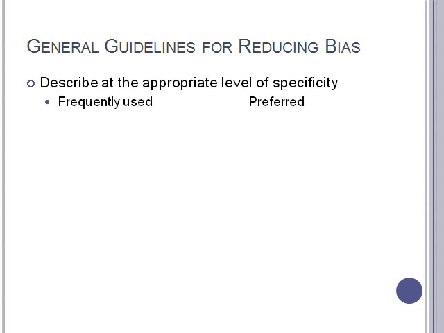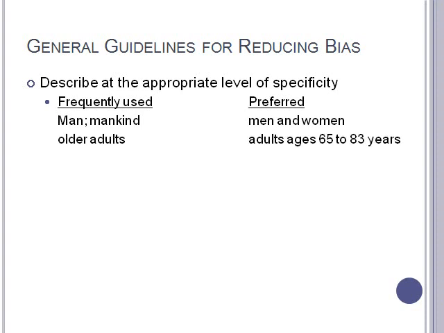So I'll give you some examples here. So frequently used things like man and mankind. It's preferred to refer to men and women if you are in fact talking about both men and women. Using men to refer to both men and women is not specific enough. It's too vague. It implies that there's not a meaningful difference between men and women. Same thing for mankind. And we'll talk more about gender in particular in a little bit.